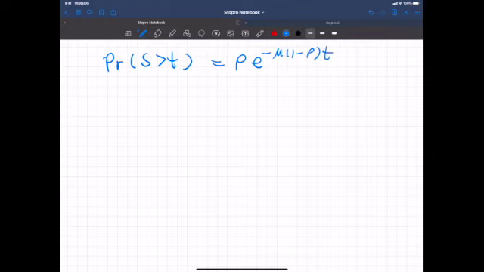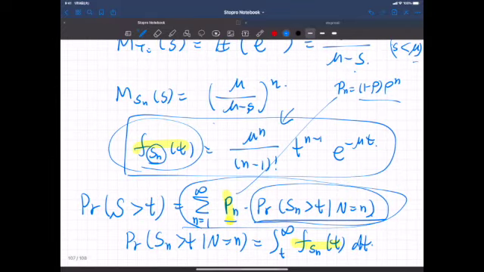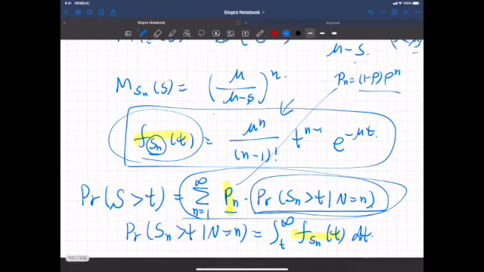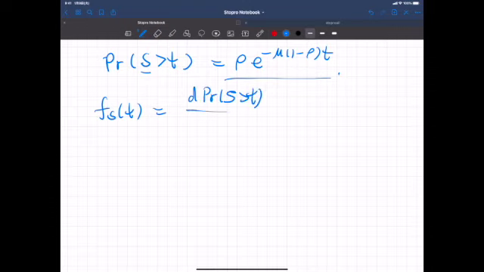It's pretty simple. So you should derive this result. It's just putting it all together and calculating this summation and integral. And once you get the cumulative distribution function, you can get the density function for this random variable s by taking the derivative. Let's see. The density function of s is the derivative of this probability with respect to time t.